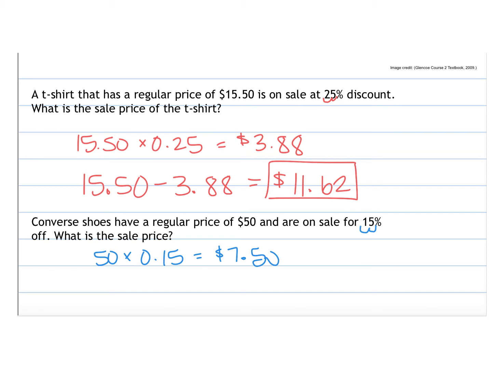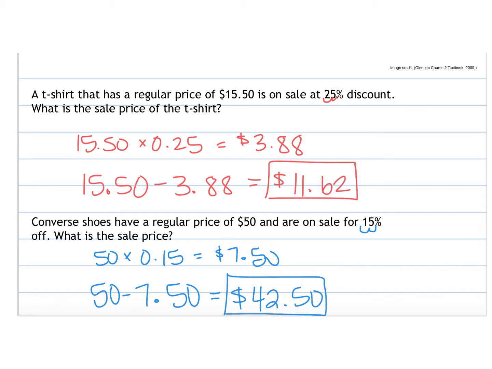And then we're going to subtract that off of the original price. So 50 minus $7.50. So then that means we are spending $42.50 on that pair of shoes.